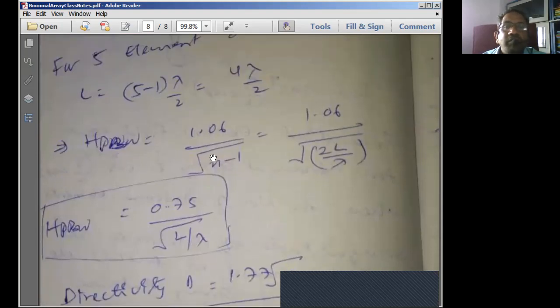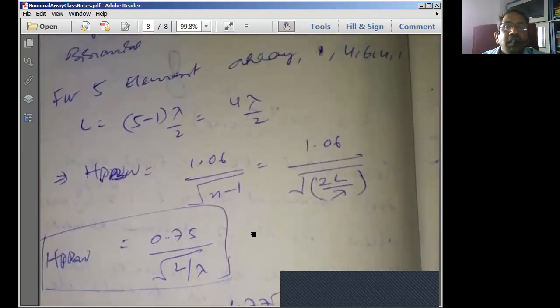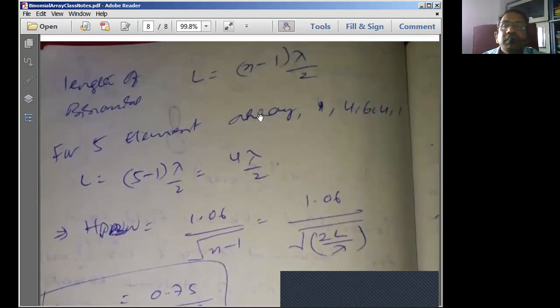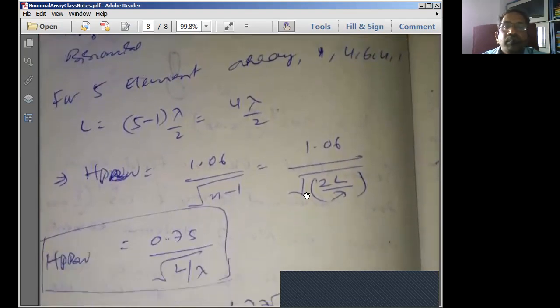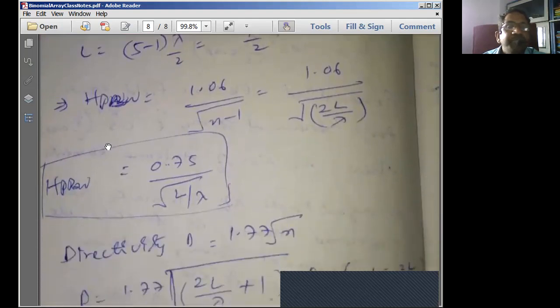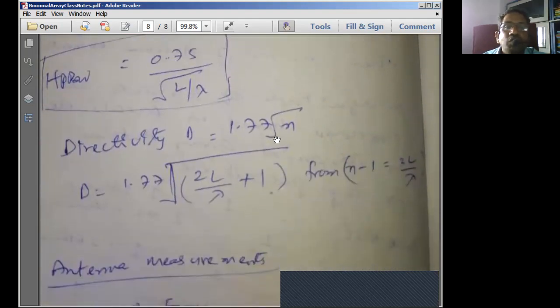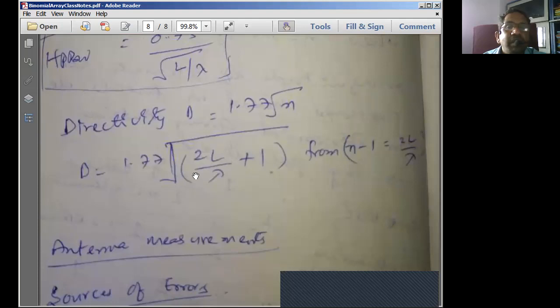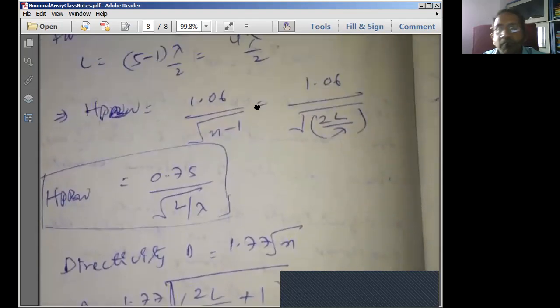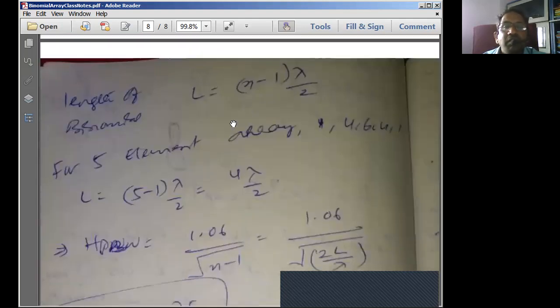And similarly I have put the formulas directly. The half power beam width is equal to 1.06 divided by the square root of n minus 1. Here n is taken as 5, and I can compute n minus 1 as 2L by lambda. Then the half power beam width formula for this is 0.75 under root of L by lambda. Directivity is going to be 1.77 root n. The directivity formula is directly 1.77 root of 2L by lambda plus 1. So you should remember these formulas if problems are given on this. If problems are not given, you can just end up with the length of the binomial array being n minus 1 into lambda by 2.